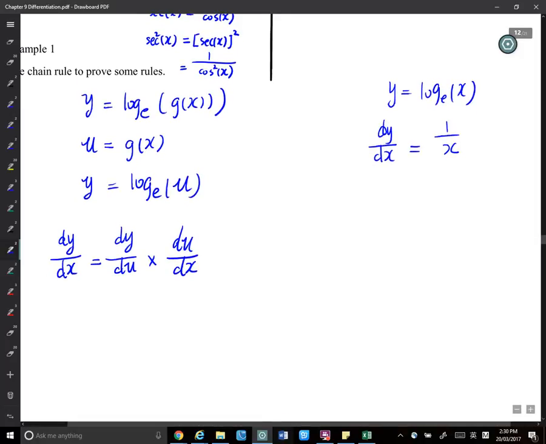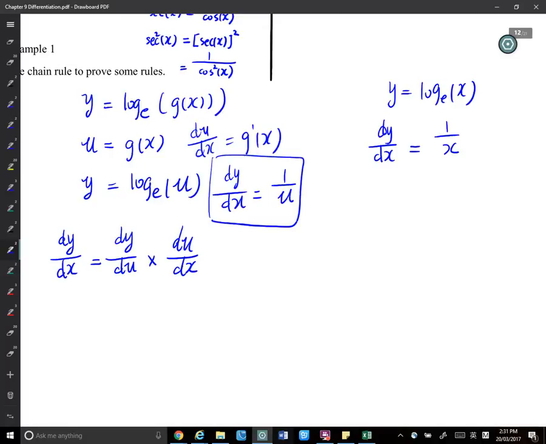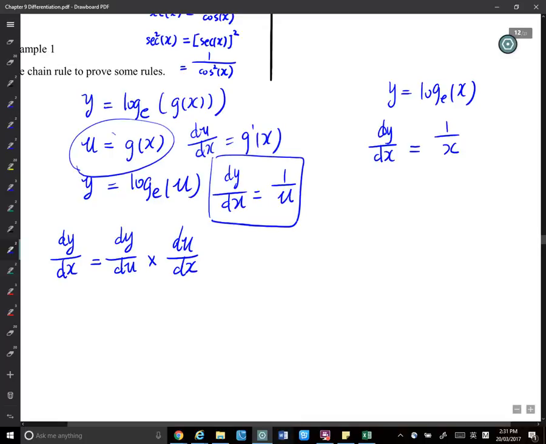So what is dy du? Dy du will give you 1 over u. Right? Because it's the same as when you have an x there, so it's 1 on u. What's du dx? Du dx is actually g dash x. You derive the right hand side, so it's g dash x.